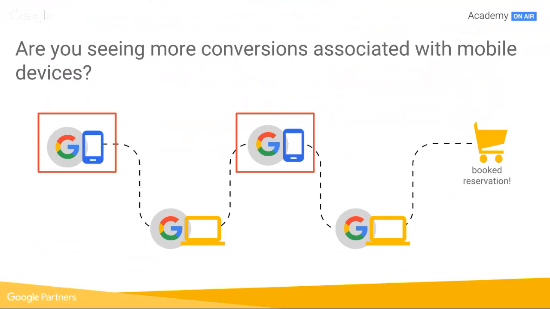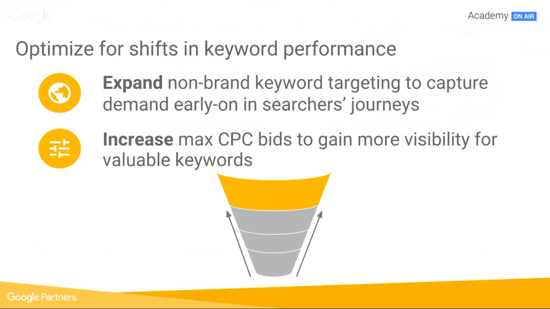Right? So this is basically showing you the importance. A lot of these interactions, 75% of people start on a different device than they end their consumer journey. The second thing is, as I said, expand to non-brand keywords and increase the CPCs for these keywords so you actually get some visibility and some impression share on these things.